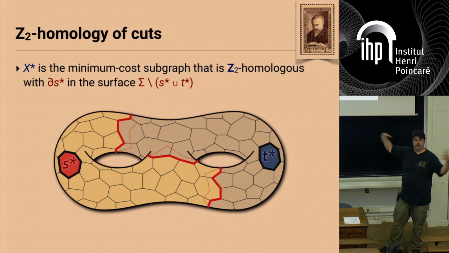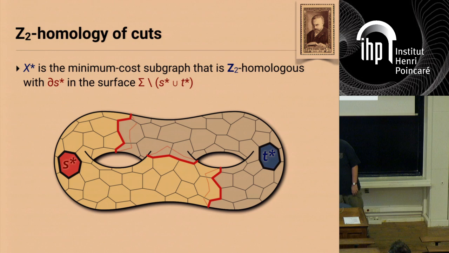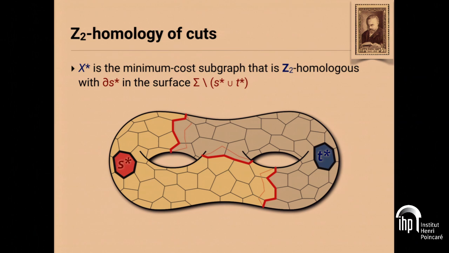Okay. So I want to find a minimum cost subgraph of the dual network that is homologous with the boundary of one face in the surface minus those two faces. If you now imagine that the surface is the sphere, deleting those two faces, you get an annulus. I want something homologous to one of its boundaries. It's the same problem. Okay. So how do we do this?